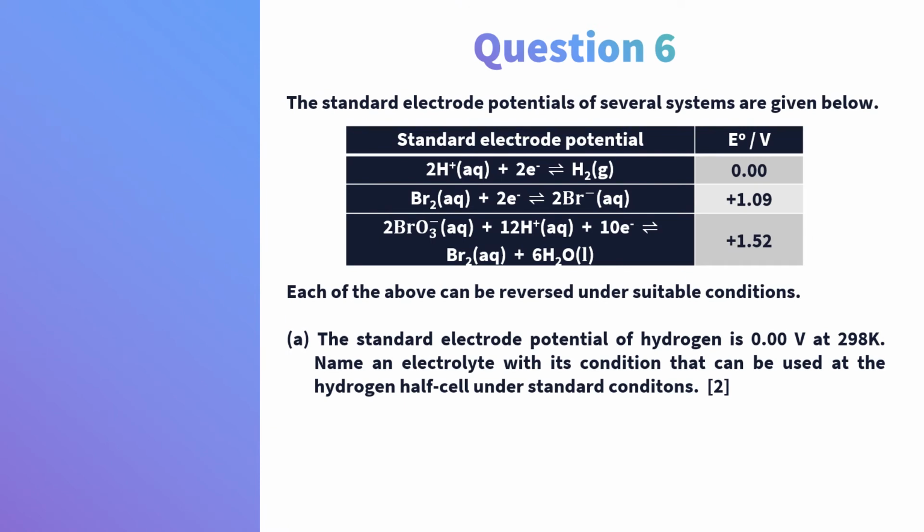Now let's look at question 6. We have several systems. The standard electrode potential of hydrogen is 0 volt at 298 Kelvin. Name an electrolyte with its condition that can be used at the hydrogen half cell under standard conditions. The answer: hydrochloric acid, nitric acid, or any strong acid. The condition must be 1.0 mol per dm³, standard conditions.